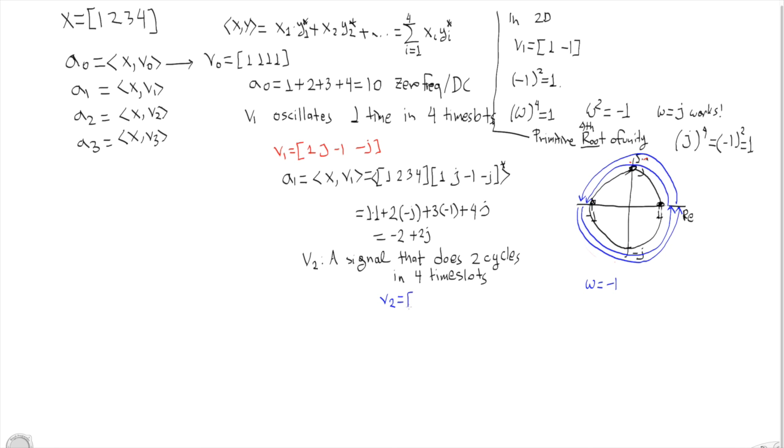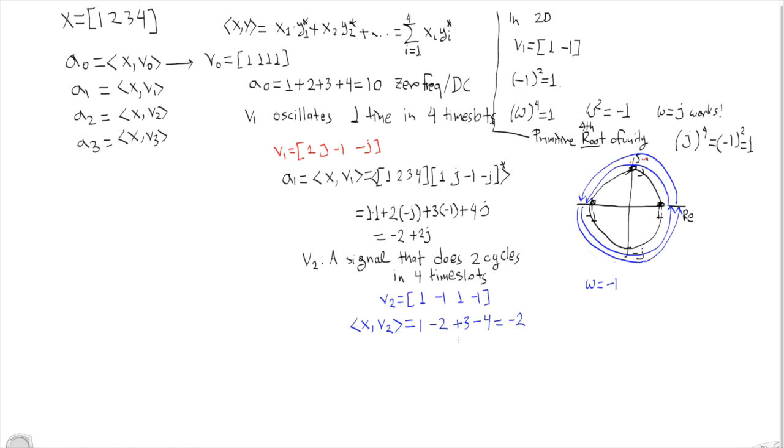So this is what I'm going to write here. I'm going to start from 1, minus 1, 1, minus 1. This is the second oscillation, a faster frequency. Now I want to find how much my signal contains this faster frequency, so I'm going to calculate the dot product of X with V2. If you do that, it's going to be 1 minus 2 plus 3 minus 4, and you find that it is minus 2.